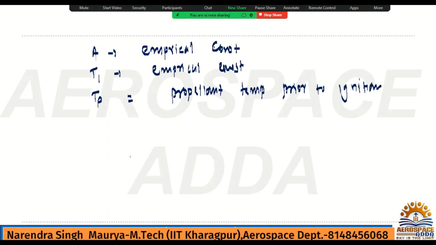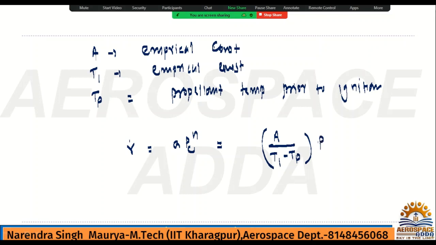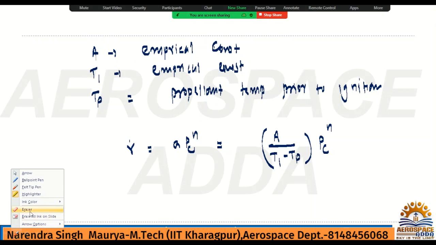Okay, so finally you have this formula: R dot is A PC to the power n, or you can also write it as A upon T1 minus Tp, times PC to the power n. Done. So this burning rate chapter is now also over.